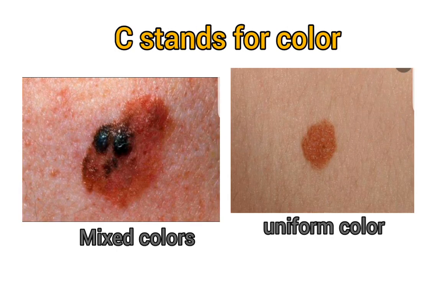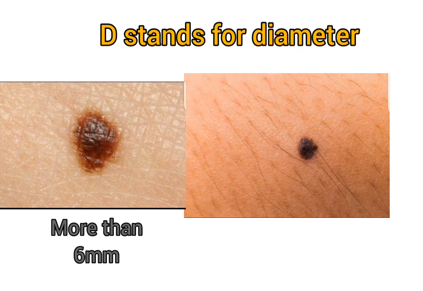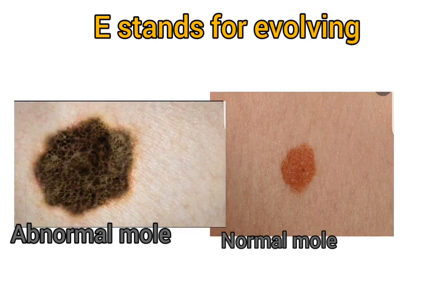C stands for color. A mole should have a uniform color of either tan, brown or black, but when it has a mixture of shades of different colors, it indicates cancer. D stands for diameter. The diameter of a healthy mole should not be more than 6 mm or 1/4 inch. E stands for evolving. It is the most serious of all. It involves a general change in the appearance of a mole. A mole might look different from the rest.